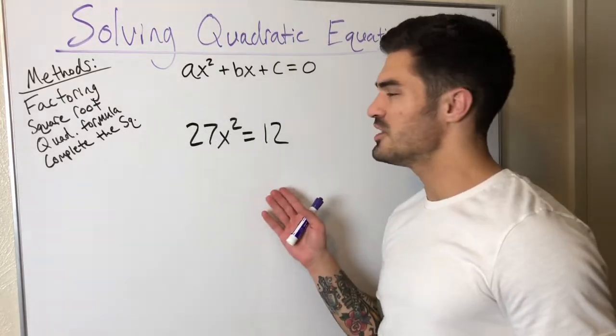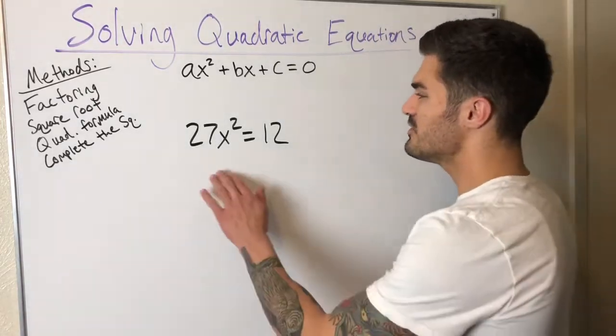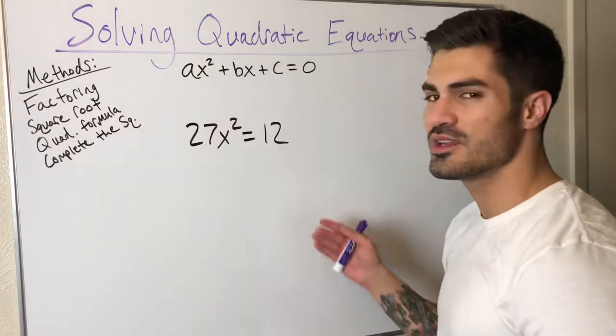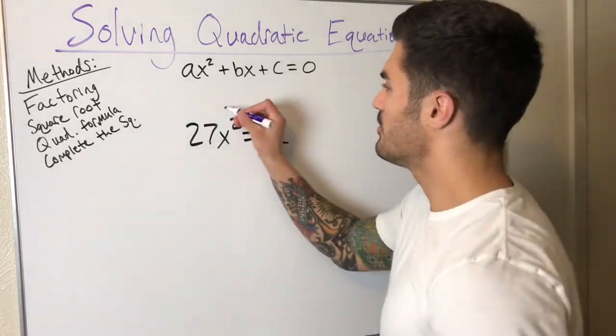All right, go ahead and pause the video and try it if you want. 27x squared equals 12. Again, I'm going to subtract 12 from both sides so I can get 0 on this right-hand side. Minus 12.